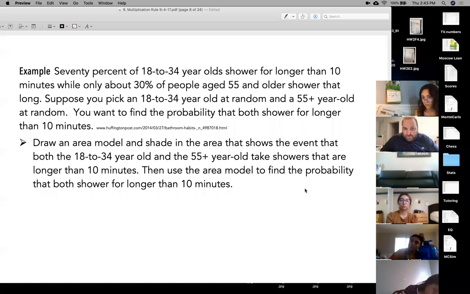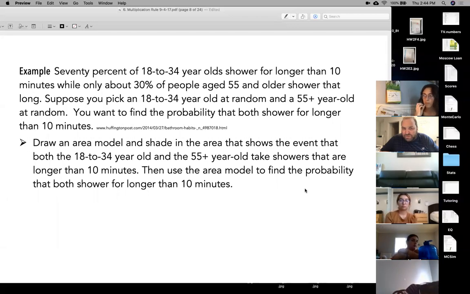However, when you pick someone at random, you don't know whether or not they are amongst the 70% or amongst the 30%, right? We don't know, correct? It's a person at random. We want to calculate the probability that both shower for longer than 10 minutes.